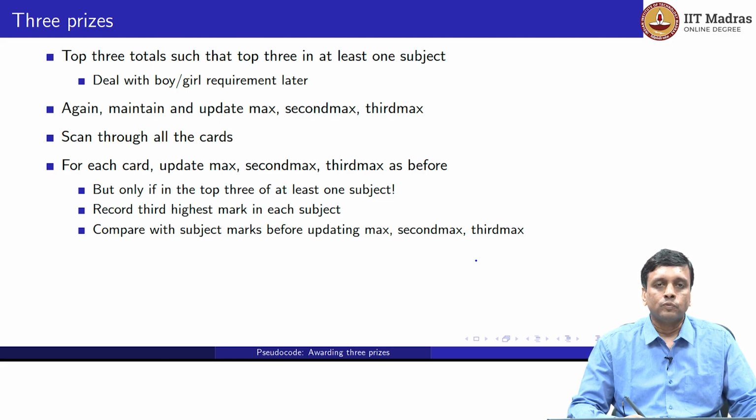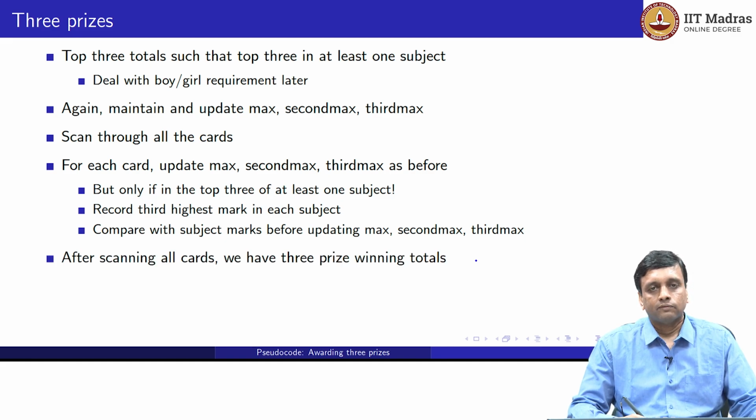So what we will assume is that we will call our previous procedure which finds the top 3 marks, once for maths, once for physics, once for chemistry, and we will store the third highest mark in each of these subjects. Then when we look at a new card, we can compare it against this third highest marks and quickly decide whether or not this particular card qualifies to be a prize winner. And if it qualifies to be a prize winner, then we will check whether we want to update max, second max and third max for the total marks.